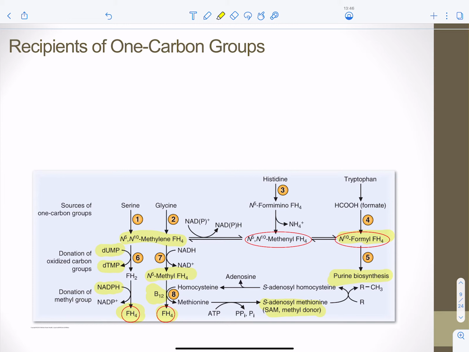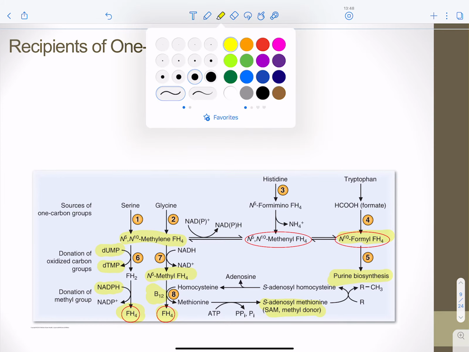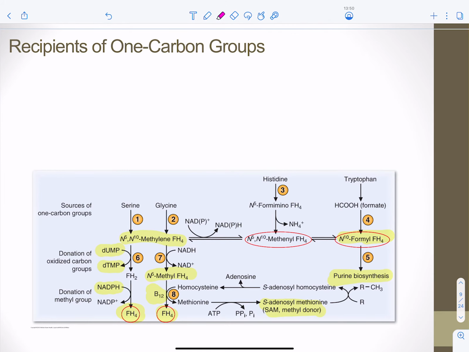Okay, so the recipients, let me get a different group, are going to be numbered in this particular diagram, numbers 5 through 8. So here's 5, which is our purine. Here's 6, which is our TMP. Our 7 is going to be our N5 methyl tetrahydrofolate, and our 8 is our vitamin B12.